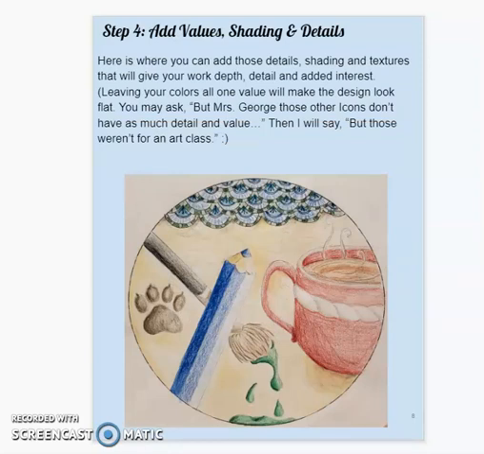And here we go. Step 4, add values, shading, and any other details. Here's where you can add all those little details that you wanted to. The different values and the shading to make objects look like they're more 3D. You can add textures to things. Leaving your colors just solid colors tends to make the picture look more flat and a little bit boring. Adding just a little bit of value can really bring your design to the next level.